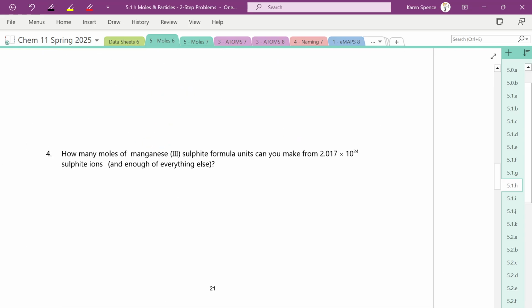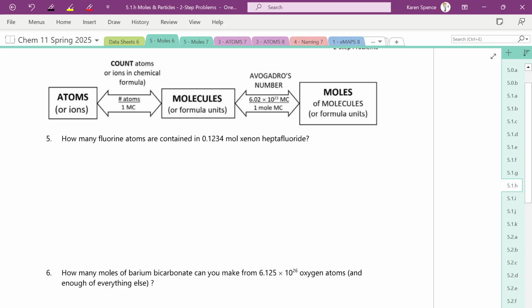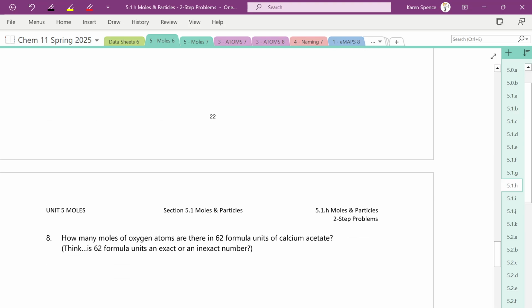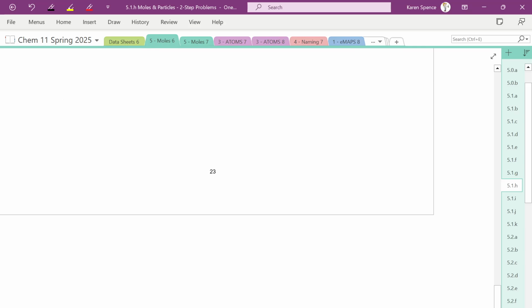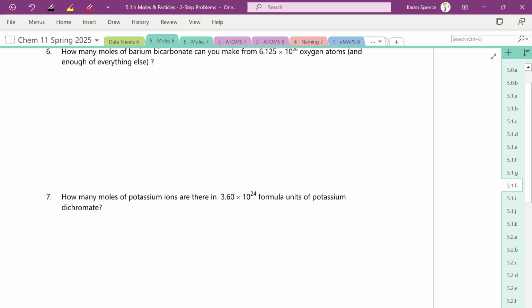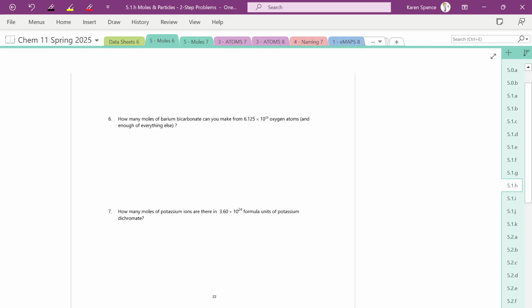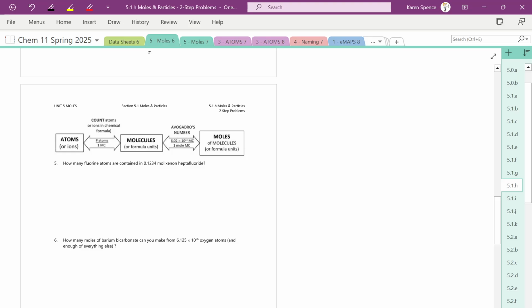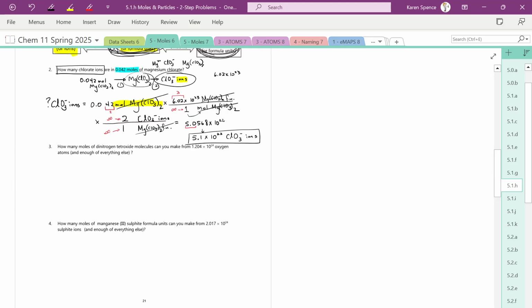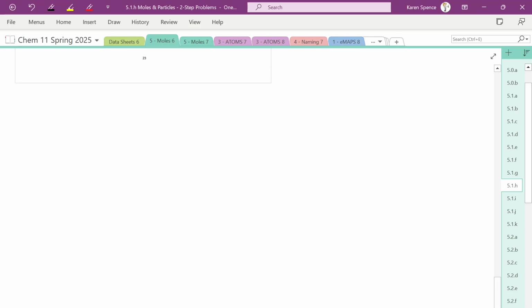Do you guys want to try 3, 4, 5, 6, 7, 8, 9, 10? Try a few of them, see how they go, and then we're going to learn something new. Okay? So this is pages 21 to 23.